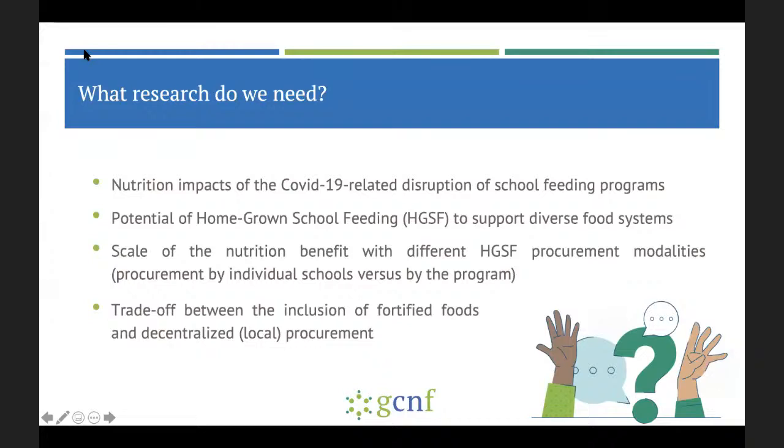Another research question, is there a nutrition benefit? Does the nutrition benefit differ depending on how food is procured, whether it's procured by the program or whether cash is handed over to individual schools to then go to their very local markets and procure food for their students? And another research question at the very bottom, does local procurement come with a trade-off with regard to our ability to include fortified foods on the school meal menu? So these are just some specific research questions that we might explore.